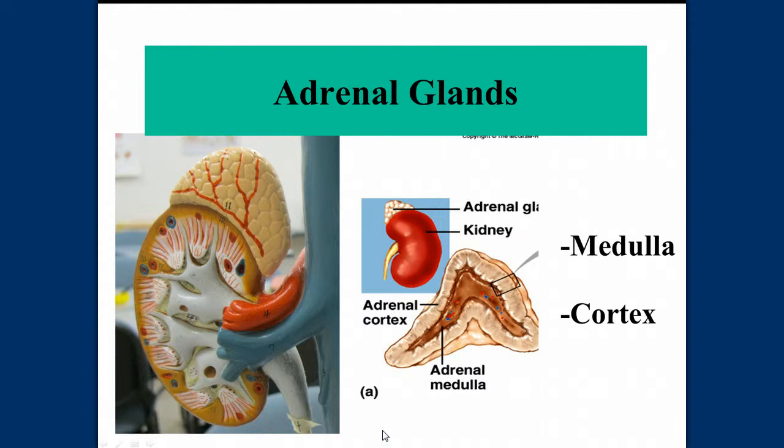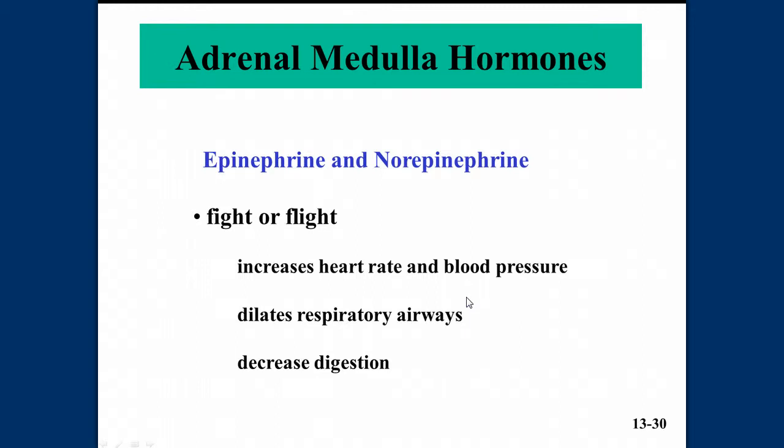Here's a model you'll be responsible for of the kidney, and sitting on top of the kidney is the adrenal gland. The adrenal gland has two parts, as I mentioned before. The deeper tissue here is the adrenal medulla, and then several layers of cells make up the outermost layer of the adrenal gland, and that is considered the cortex. We're going to look first at the two hormones produced by the adrenal medulla.